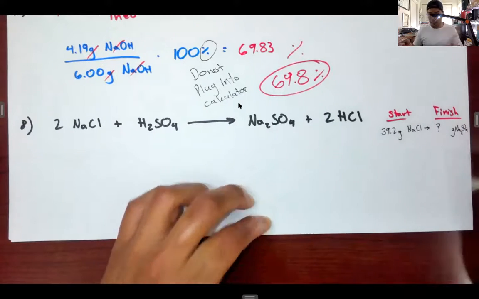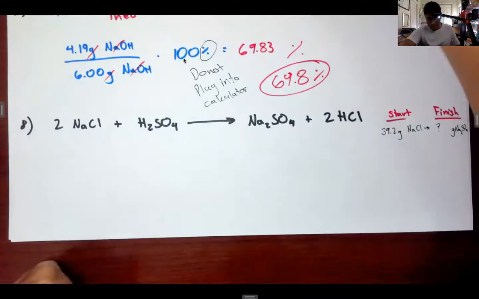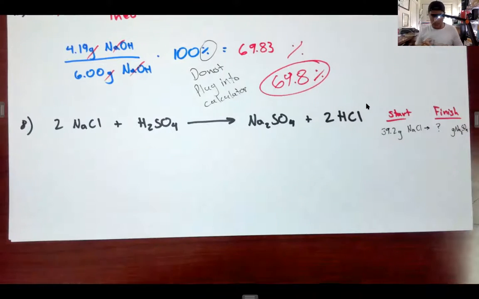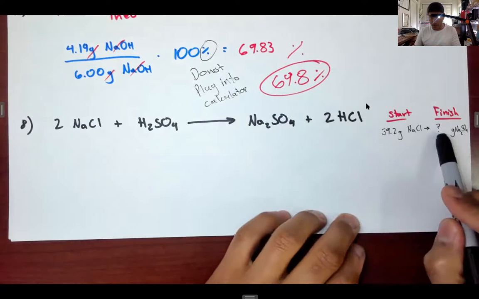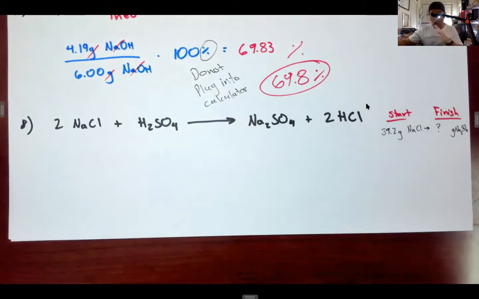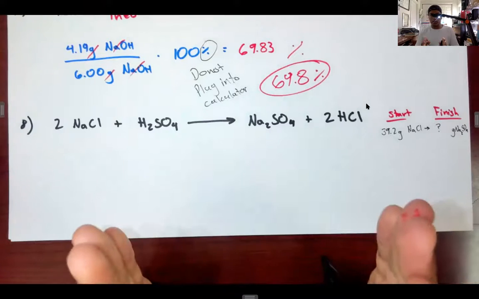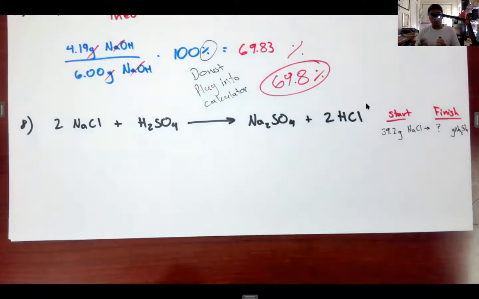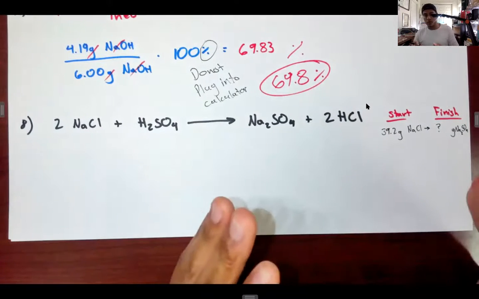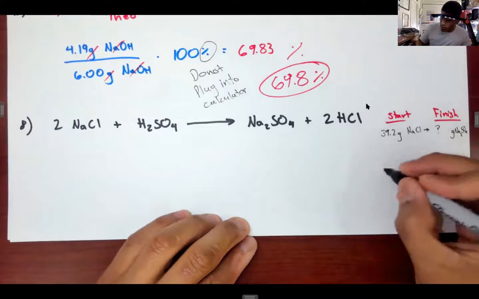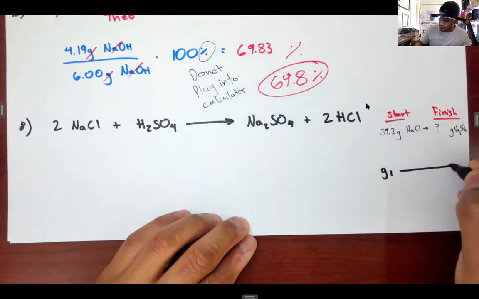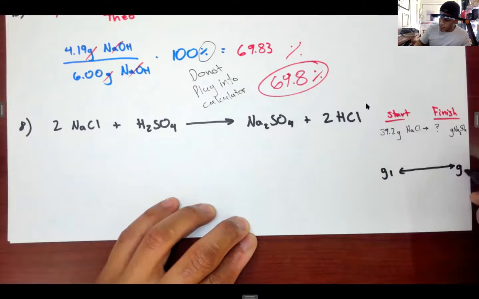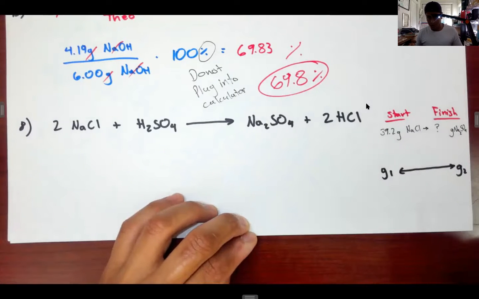Okay, do we know the grams of sodium sulfate? Have they given that to us? No. That's what we want to find. According to what we've done before, we have this template of what we need to do when we're dealing with stoichiometry problems. We're going from grams of one molecule to grams of another molecule.